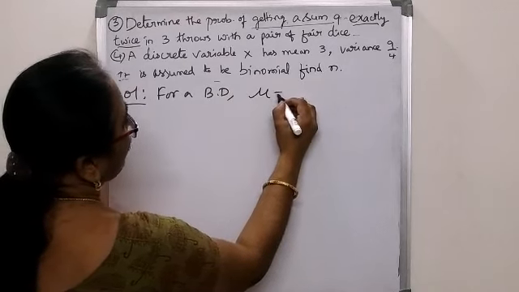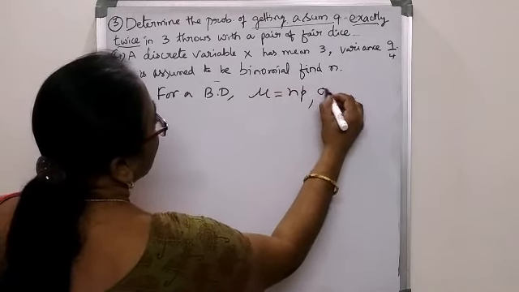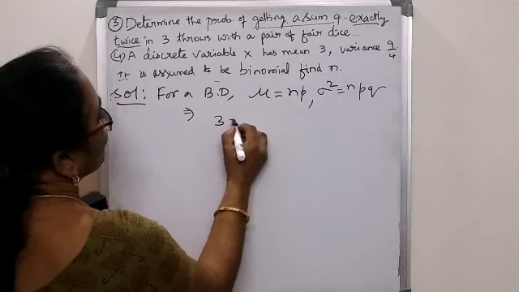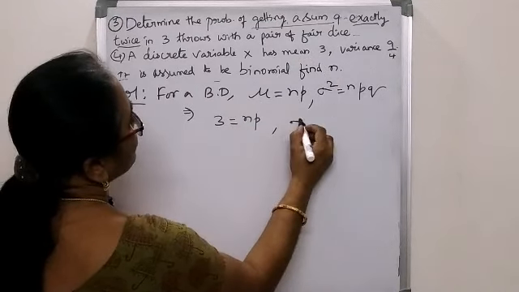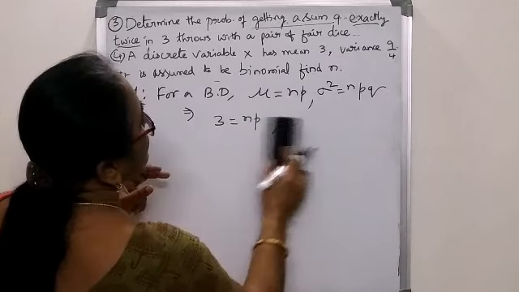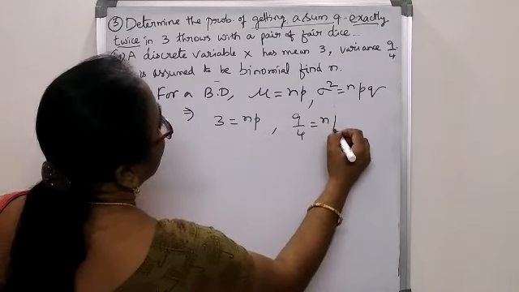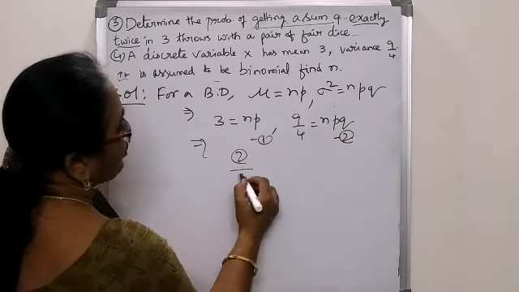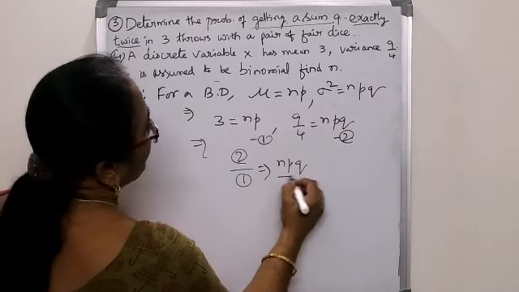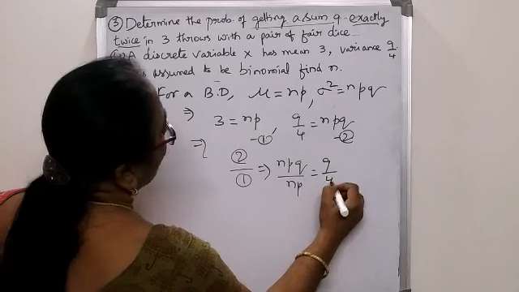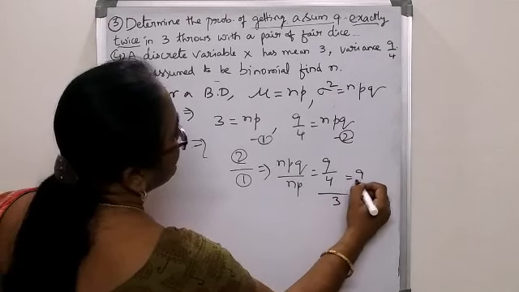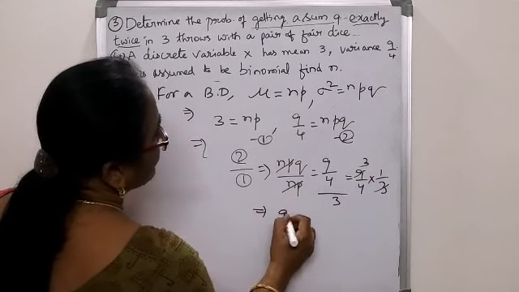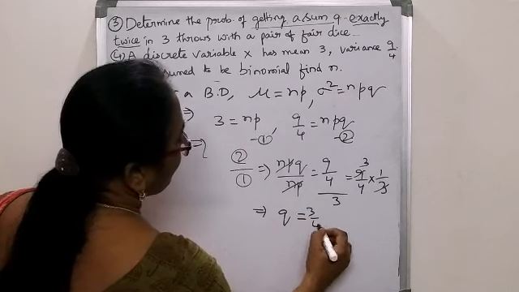So for a binomial distribution, as we all know, the mean mu is equal to np, the variance sigma square is equal to npq. So the mean is 3, so we have 3 is equal to n into p. Sigma square is given as 9 by 4, so 9 by 4 is equal to npq. Equation 1, equation 2. When we divide equation 2 by 1, we get npq by np is equal to 9 by 4 by 3, which is 9 by 4 into 1 by 3. 3 is cancelled, np is cancelled. So we have q is equal to 3 by 4.